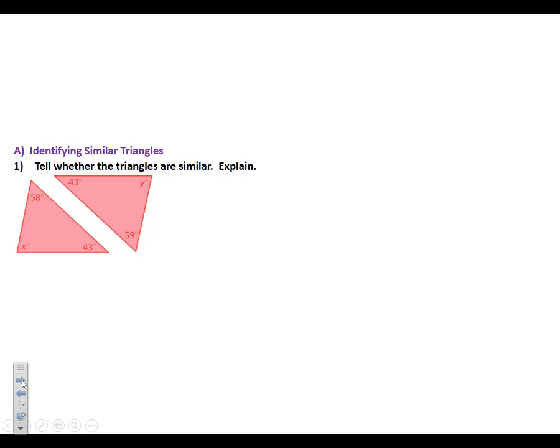But right now, we're going to tell whether triangles are similar or not, and we're going to explain it. So there's a couple ways of doing that. The first way I'm going to talk to you is, 1, you discover that they already give you one angle in each.